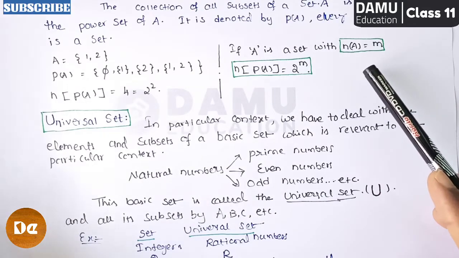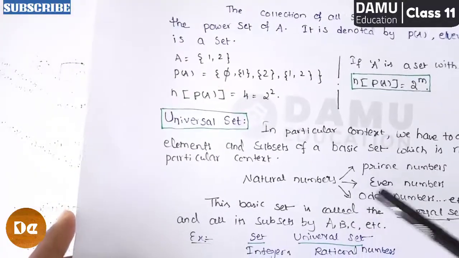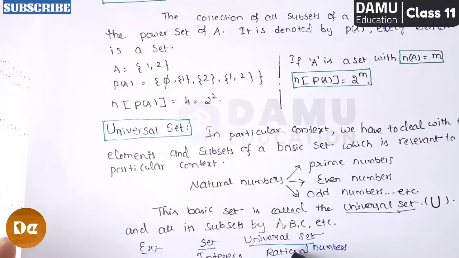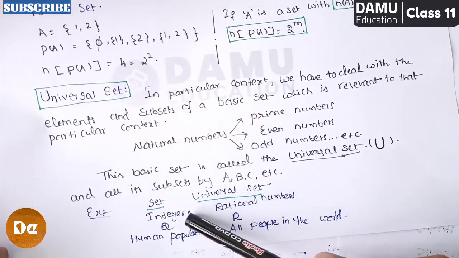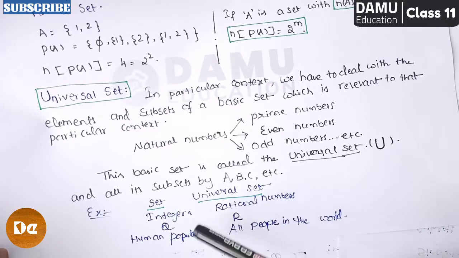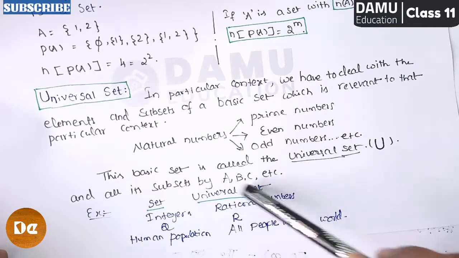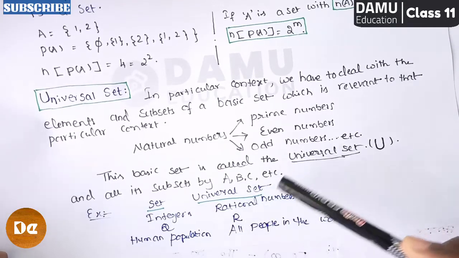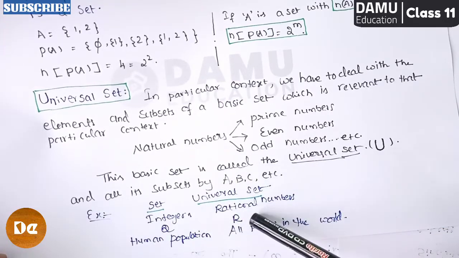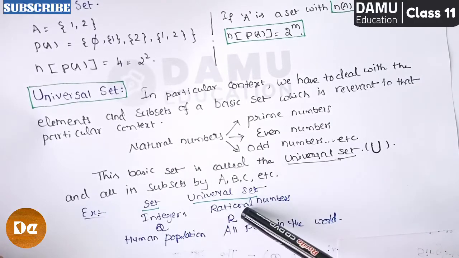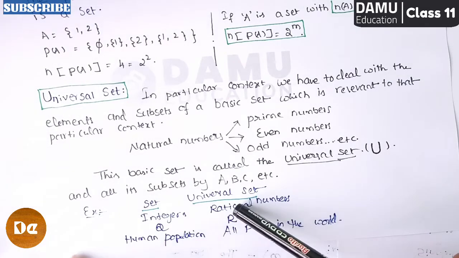And next, let's take some examples of a set and its universal set. For integers, the rational numbers are the universal set. Why? Because in the rational numbers, the integers are present. So integers are a subset of this, and you can consider rational numbers as the universal set. After rational numbers, which set will come? Real numbers, obviously. So the universal set is the real numbers, and Q is a subset of the real numbers.